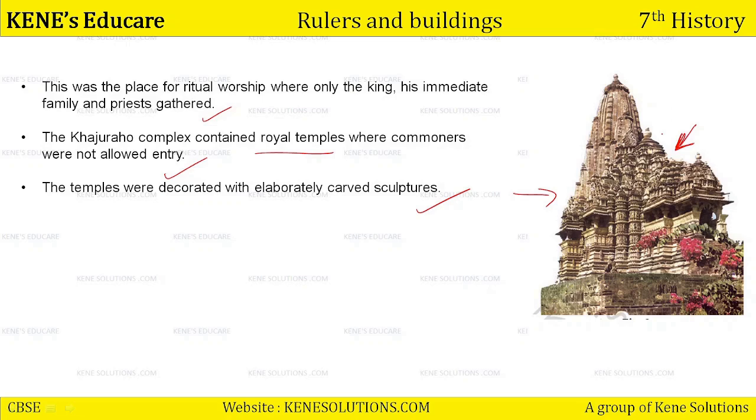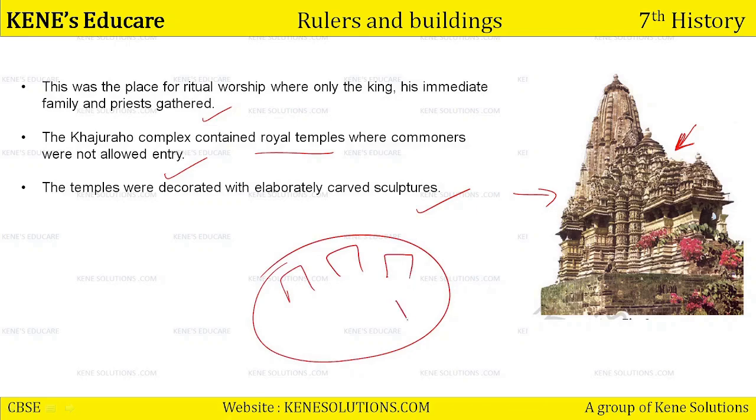And there is an elaborate complex of temples. It is not just one temple. There is a complex of temples. Within a few meters there is a temple. So there is completely a complex of temples known as the Khajuraho complex of temples.